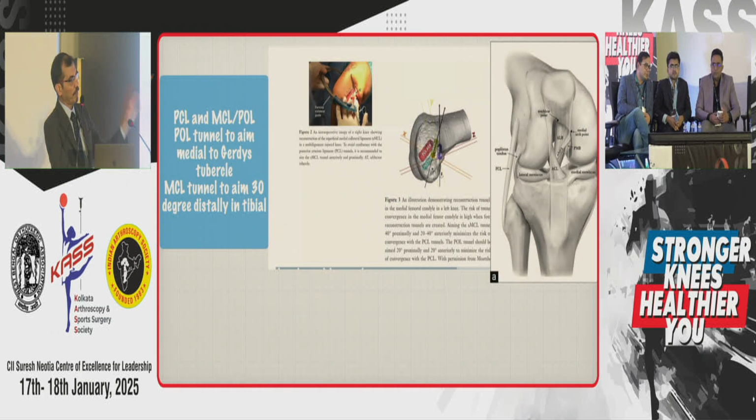Same thing when you are doing PCL. Remember, PCL is a very anterior structure in the femoral attachment side, so try to stay posterior, and it is also a very distal attachment, so try to go more proximally when you direct the drill. Then you will avoid the PCL tunnels when you are doing the superficial MCL or a POL.